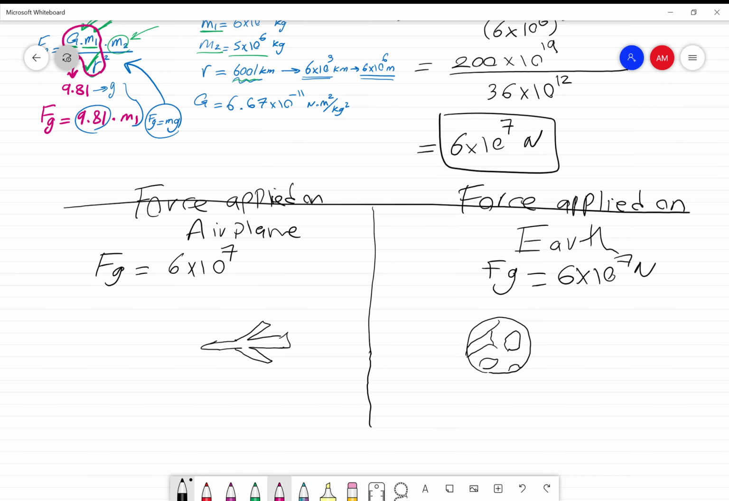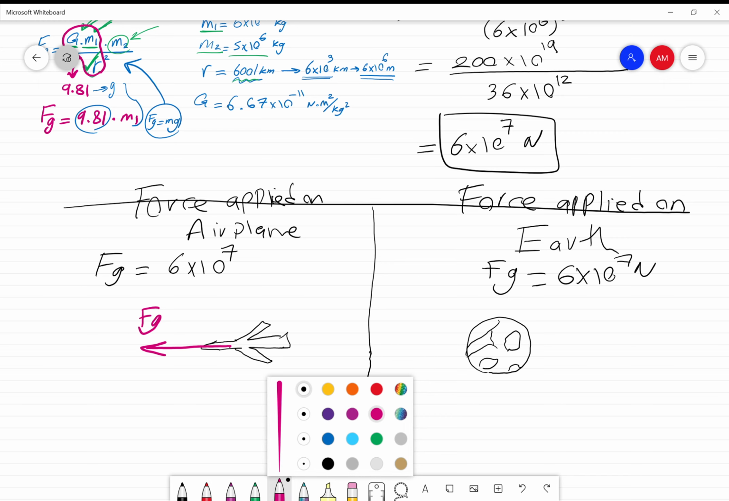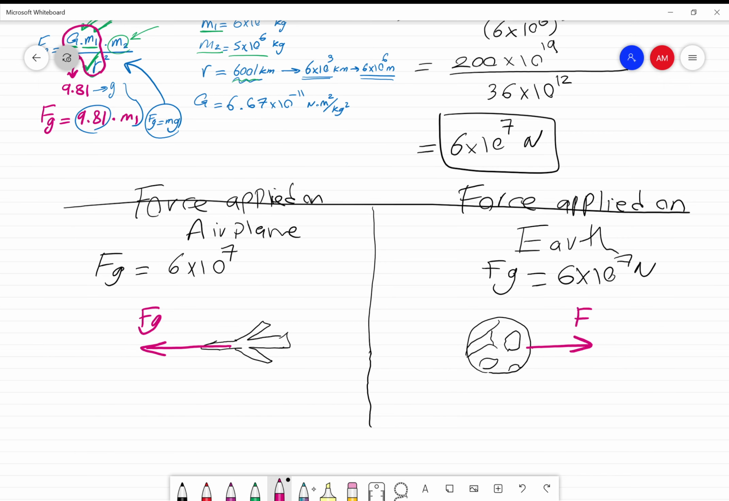So we agreed that there is a force pulling the airplane this way, and that force is equal to Fg. We also agreed that there is a force, the same force being applied on Earth, pulling it the other way, and it's also equal to Fg. The amount of the force is the same. So now, what is the mass of airplane? Mass of airplane, we call it m2, is equal to 5 times 10 to the power 6. So this is where it becomes important. Now, there's the force of Fg, and there's a mass of 5 times 10 to the power 6. Can you find the acceleration?